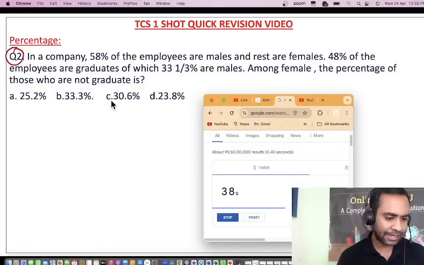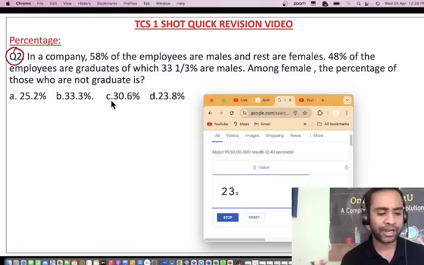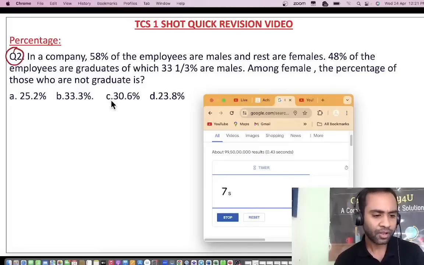Sir, will the TCS NQT coding questions be from array and strings only, or can it be from DP, graph, trees? See, mostly the questions will be from array and strings. But graph and trees you can also expect, because you are going to write TCS Prime. Accenture asks questions from dynamic programming, so definitely TCS can ask a question from that too.